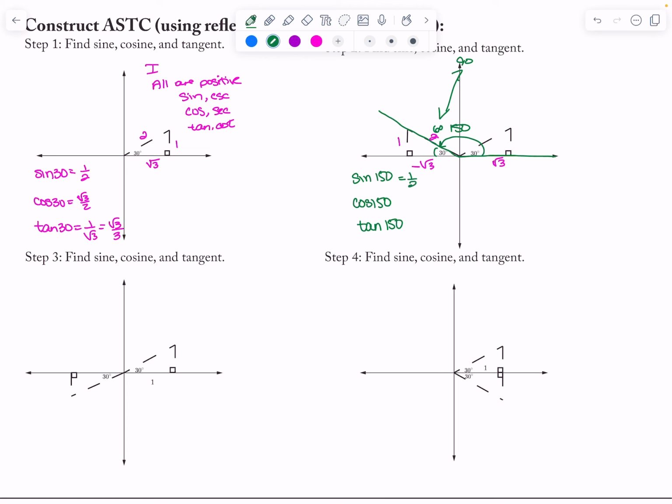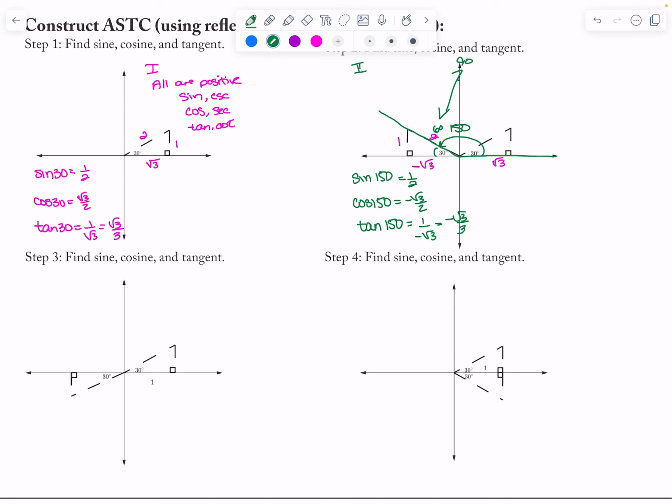Okay, so now my sine of 150, looking at the sine of this 30-degree angle here, is a positive 1/2. My cosine is a negative root 3 over 2, and my tangent is 1 over negative root 3. So I get a negative root 3 over 3, and that's the only one I need to rationalize.